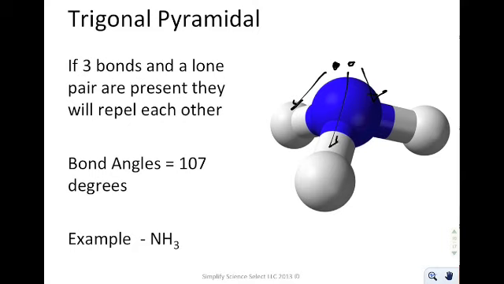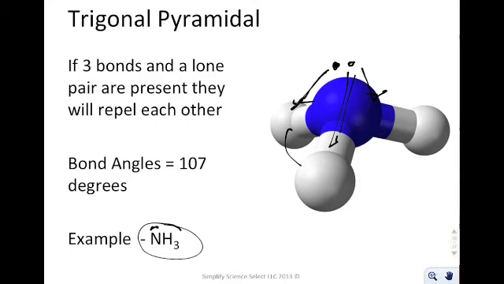Now the bond angles are slightly different. They're 107 because they've been slightly pushed together due to the lone pair. An example of that would be ammonia. Ammonia has a lone pair on the nitrogen, and so as a result of that, it takes this kind of trigonal pyramidal shape.